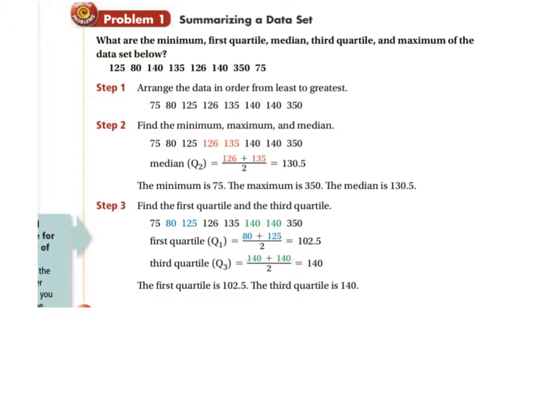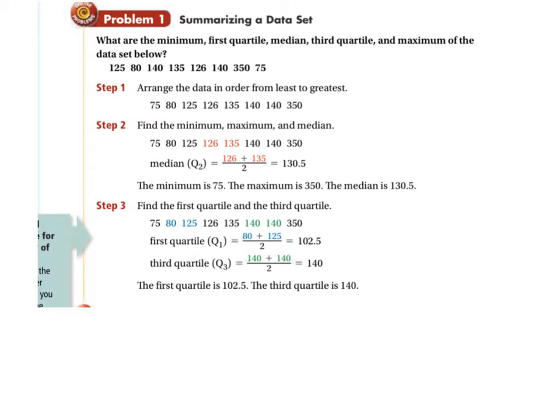Alrighty, so for 12.4, you only have to do the read and got it's 1 through 3. Kind of a short cursory understanding here. What are the minimum, first quartile, median, third quartile, maximum of the data set below? So again, the first step here is to put them in order, smallest to biggest.